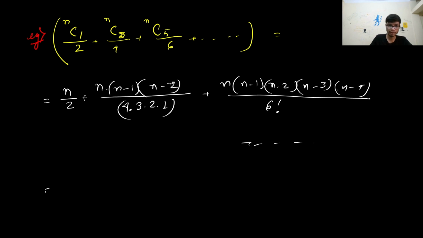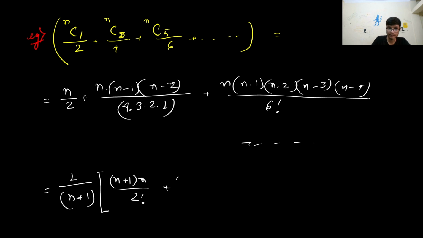So from here, what I can do is basically multiply as well as divide by n plus 1. Why I am doing this, you will understand in the next step. 2 can be written as 2 factorial. So by multiplying and dividing by n plus 1, I can write this as n into n plus 1 divided by 2 factorial, plus this can be written as n plus 1 into n into n minus 1 into n minus 2 divided by 4 factorial, and so on.